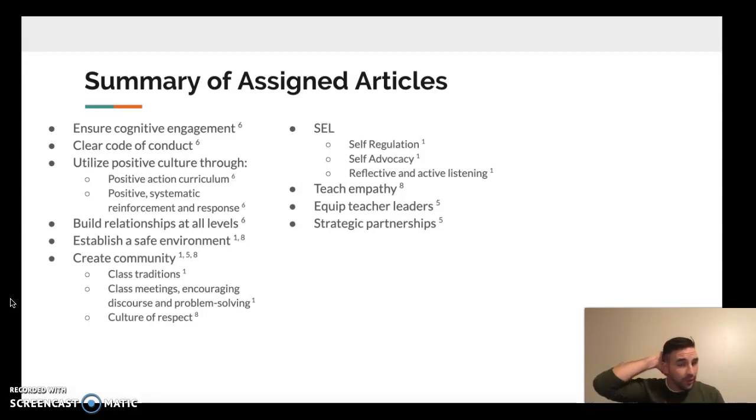And then the final one that one of the articles brought up was the idea of strategic partnerships, right? We want to make sure that we have the appropriate partnerships to really attack this epidemic of bullying head on.